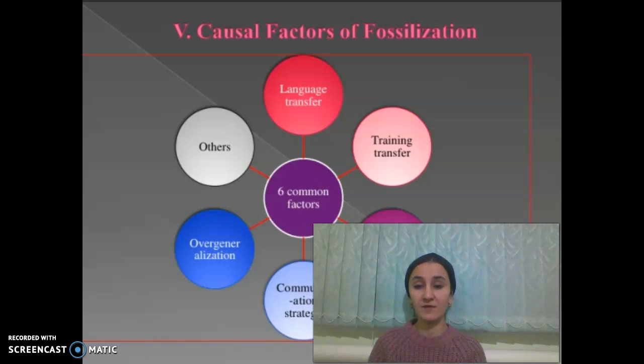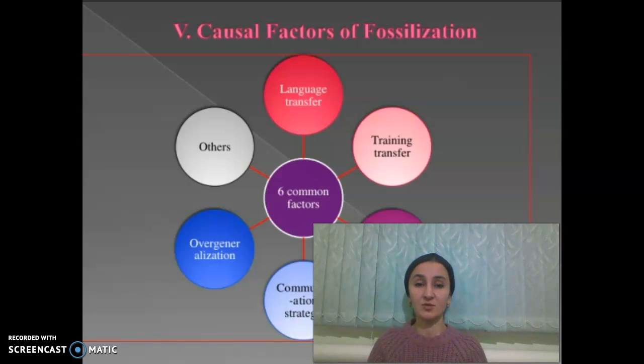Then we have overgeneralization. Overgeneralization is a little bit close to language transfer. In language transfer, maybe you took a part of your first language and put it into your second language. But in overgeneralization, you overgeneralize everything from your first language to the second language, so that is also a negative thing. Then communication strategies, and the last one, learning strategies.